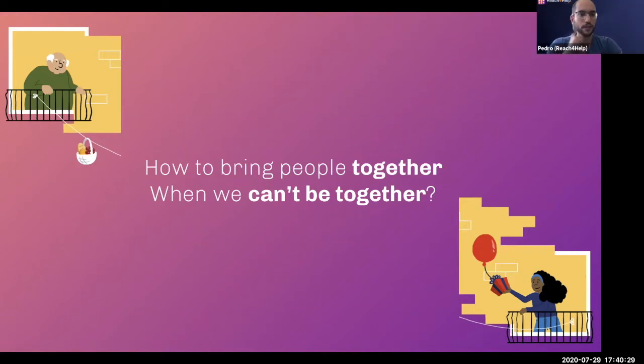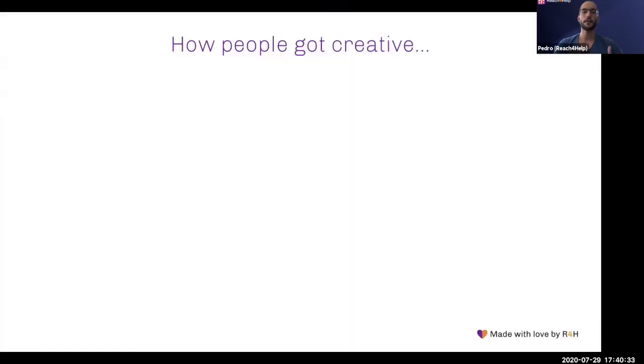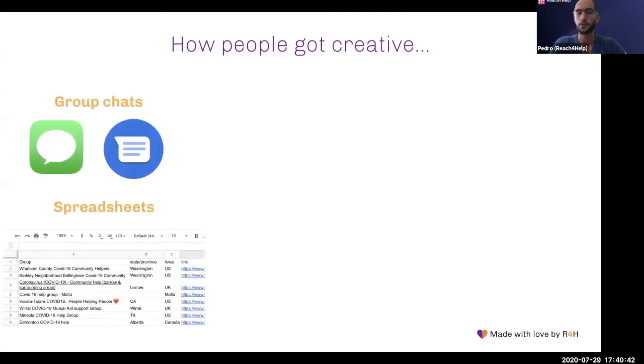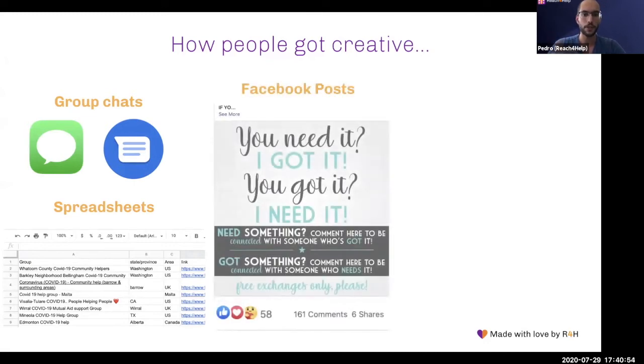So that brings us basically to the next part. How did people try to solve this? There were a lot of initiatives and small projects that were coming up. Things like group chats and spreadsheets, where people would post resources that they were willing to offer, or post their own contact information so that people would call if they needed. Also physical printings, like helping neighbors and things like that.